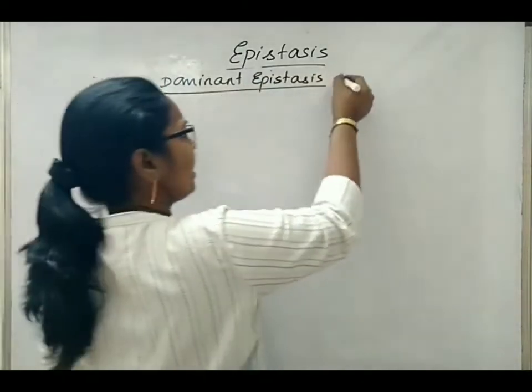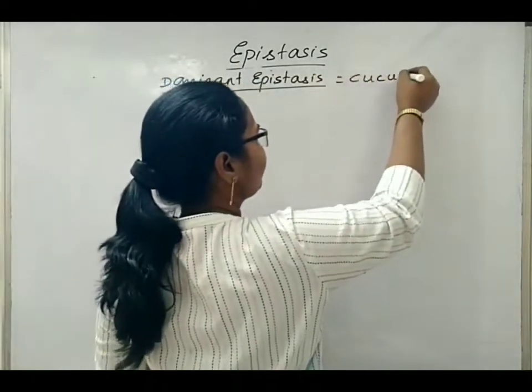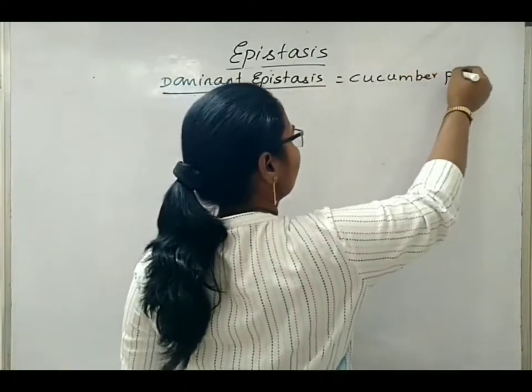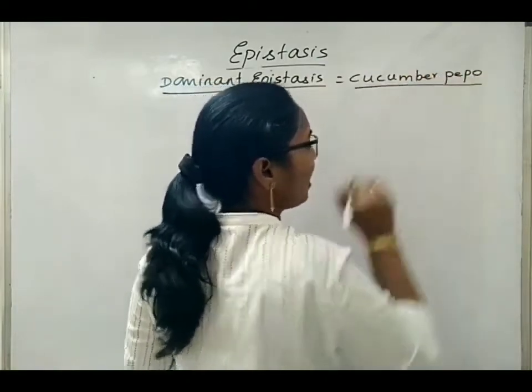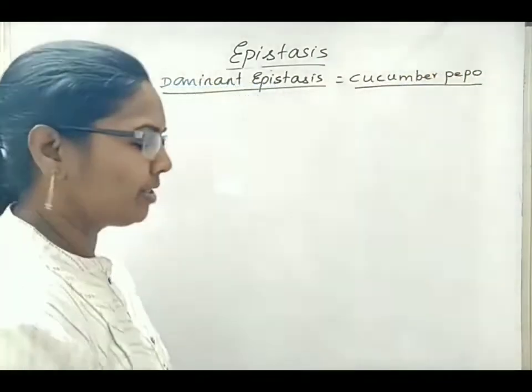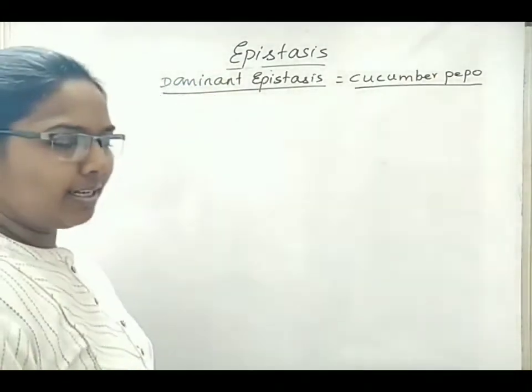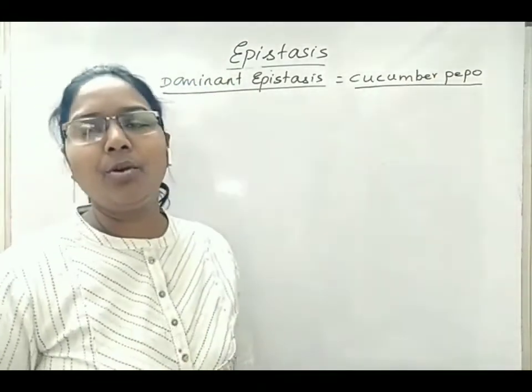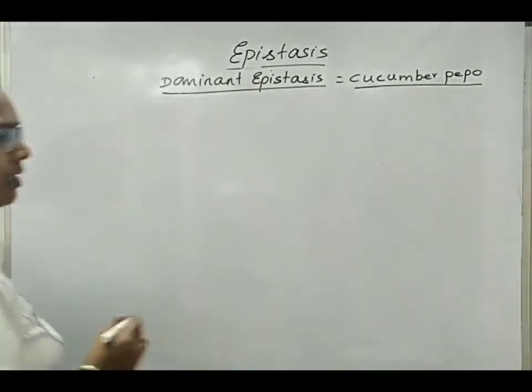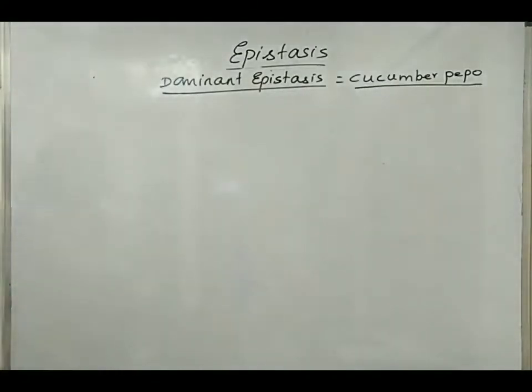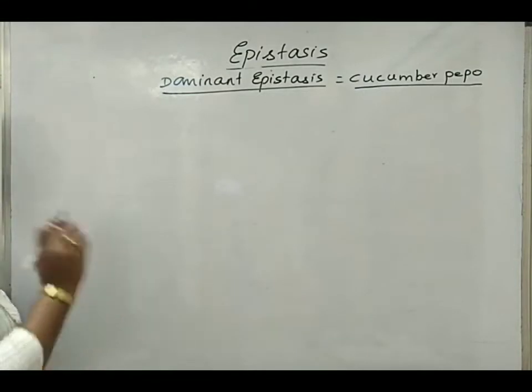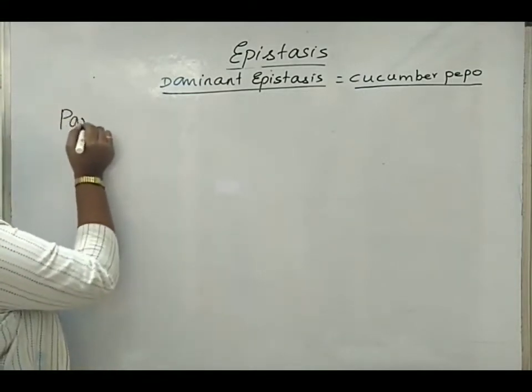Under this one, an example is cucumber pepper. Cucumber pepper has two differently colored flowers. One type is white-colored flowers and another type is yellow-colored flowers. Now, what are the allelic forms of such types of colored flowers, or the genes that are present in those flowers? Now, take out the parents.